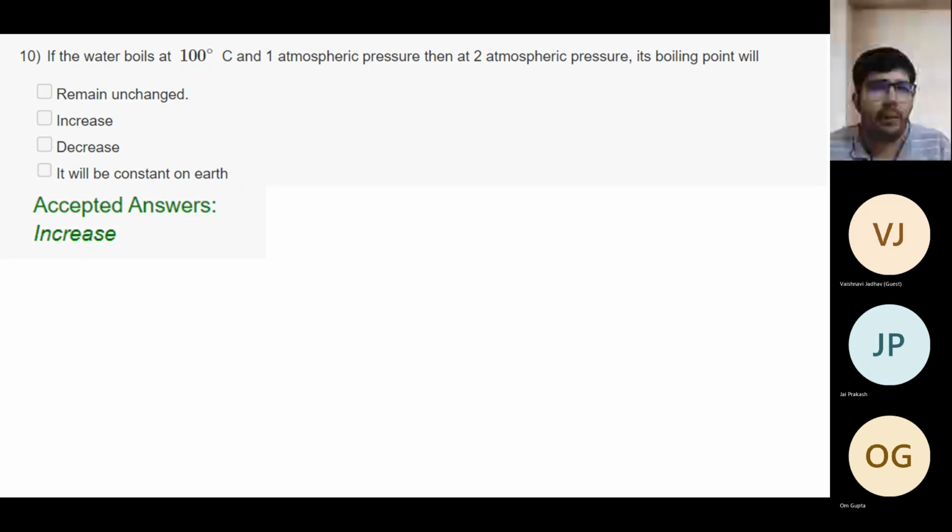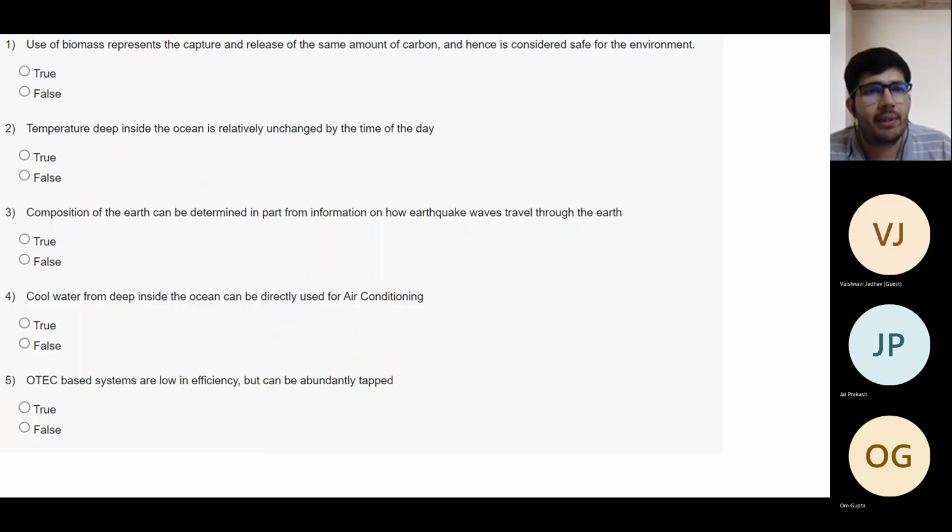Let's have a quiz. Use of biomass represents the capture and release of the same amount of carbon and hence is considered safe for the environment. True, false? True, right? Because as of now we are taking it as carbon neutral, but the time span part is actually tricky. But we are considering it as carbon neutral.